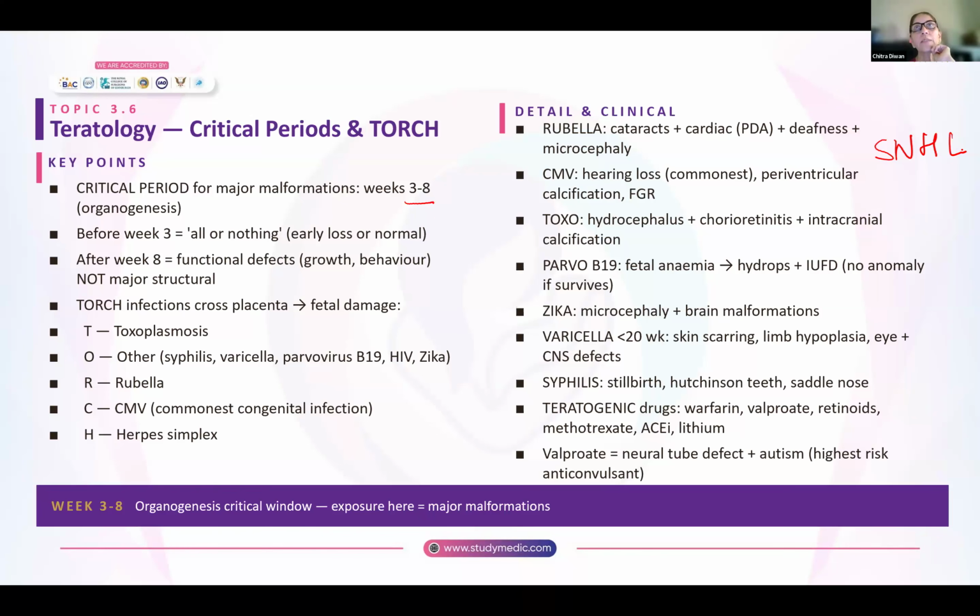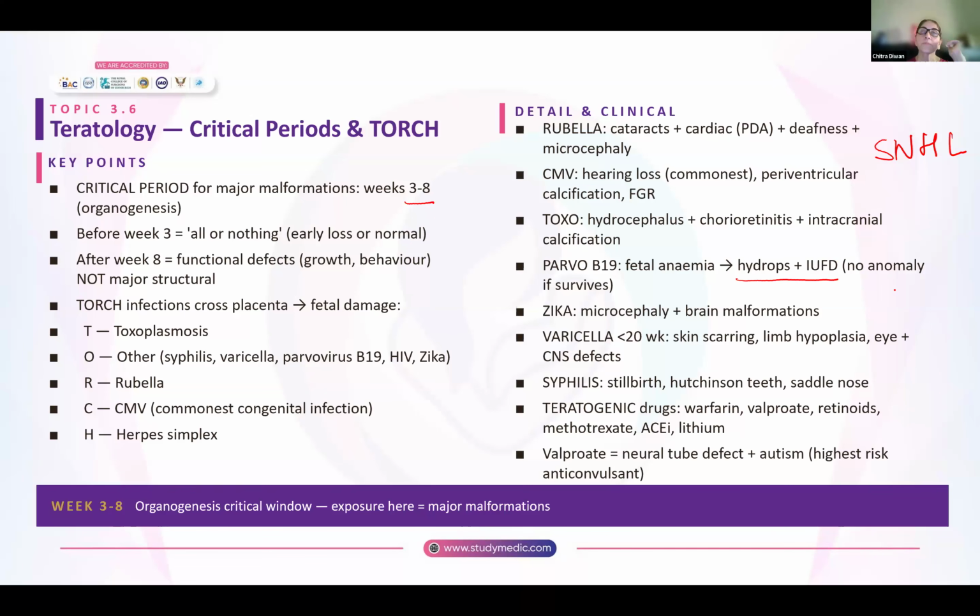If this fetal anemia is not recognized and not treated, it can give rise to hydrops, non-immune hydrops in the fetus, ultimately leading to intrauterine fetal death. But if this hydrops is recognized early and you treat it with intrauterine transfusions and the fetus survives, you will not find any anomaly in the fetus. So it's very important to remember parvovirus only gives rise to fetal anemia. With Zika virus, you get microcephaly and brain malformations.